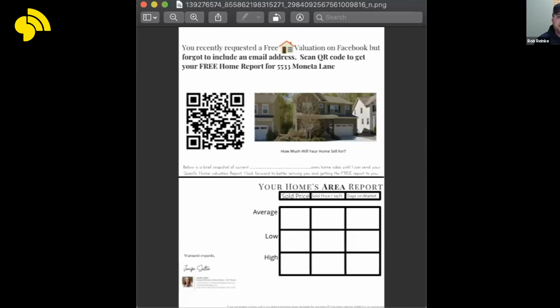And you just started this, you said? Just started it, but that way it's personalized. It has a picture of their house on it. Okay. And the QR code, where do you guys have?